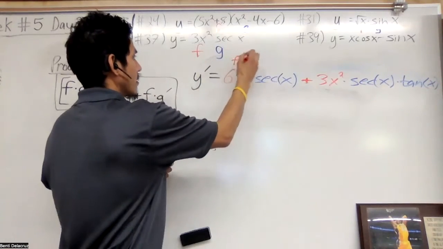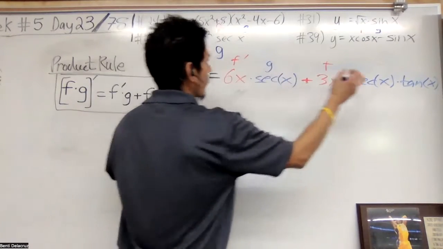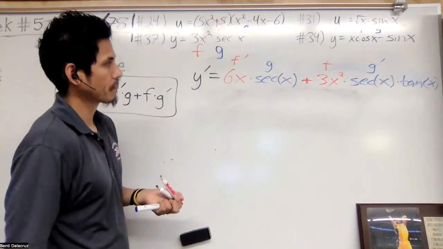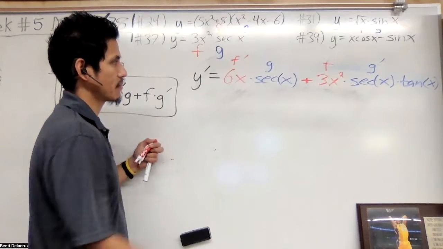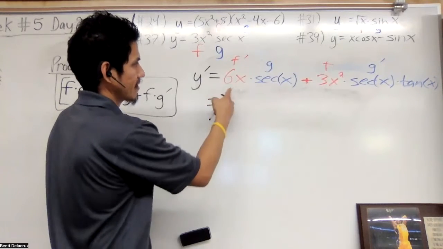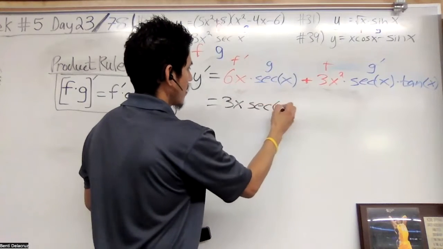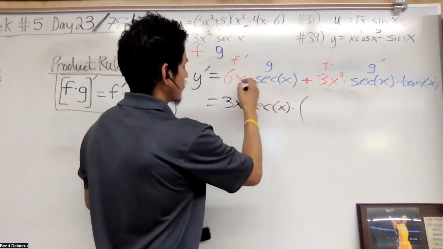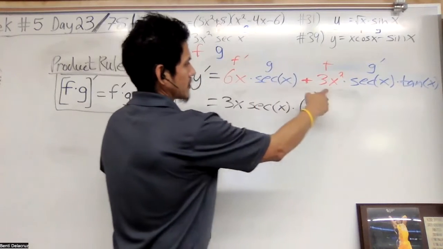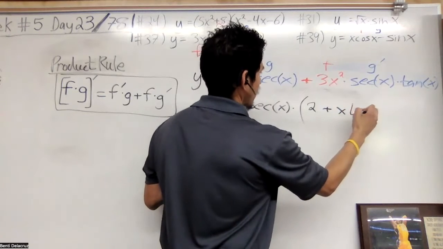Again, we have f prime here, we have f here, and we have g here, and we have g prime here. There's really not much you can do to simplify this. I mean, you can factor out secant of x. Maybe you'll have an answer where you can factor out 3x secant of x from each group. But still, that won't be much. It'll be 2 plus an x tangent of x.